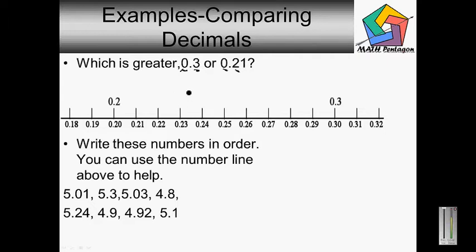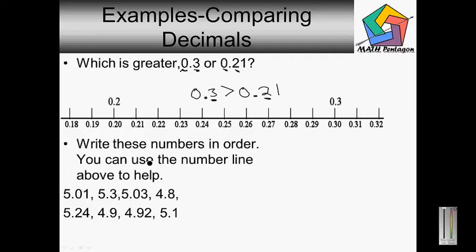So our answer would be 0.3 is greater than 0.21, because the 3 in the tens place and the 2 in the tens place, the 3 is greater than the 2, and they're both in the tens place, and the 3 is greater than 2, so that would be your final answer.